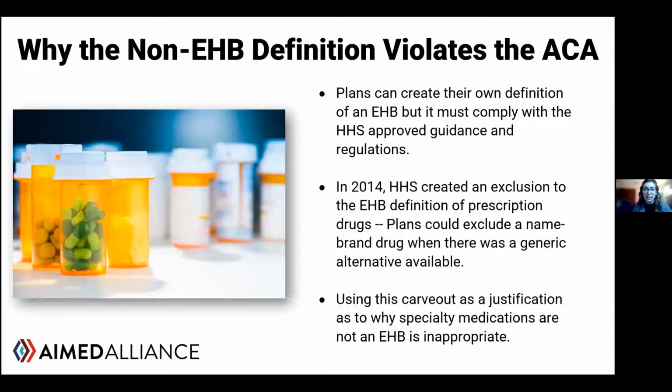But what's happening here with these non-EHB programs is much broader than that very narrow definition that HHS has allowed. With these programs, the list of specialty medications that are on these lists, many of them do not have any generic equivalents. So it's not really appropriate for these plans to rely on that 2014 exception and take a much broader approach than HHS has allowed. So we think that could be a potential second violation of the ACA. Next slide, please.